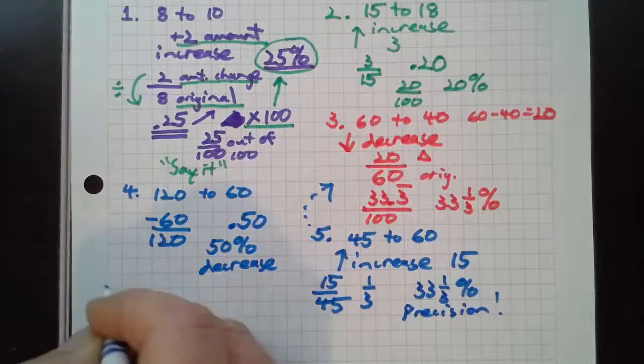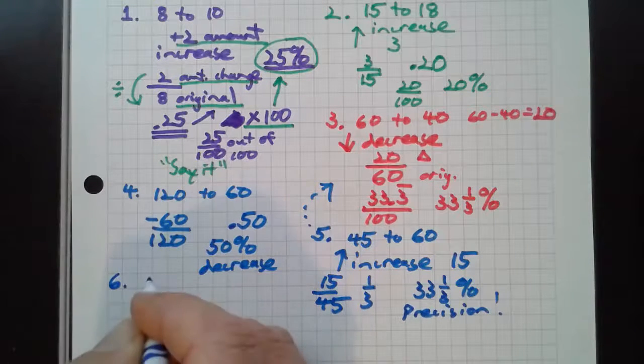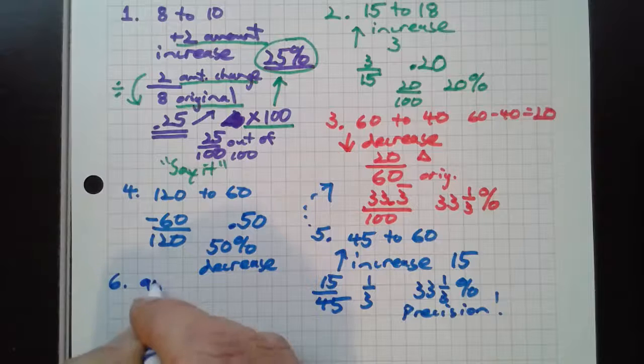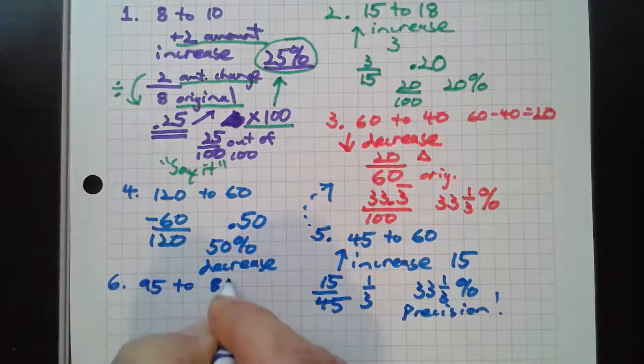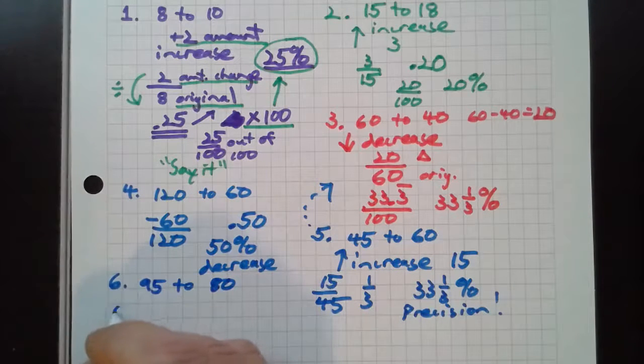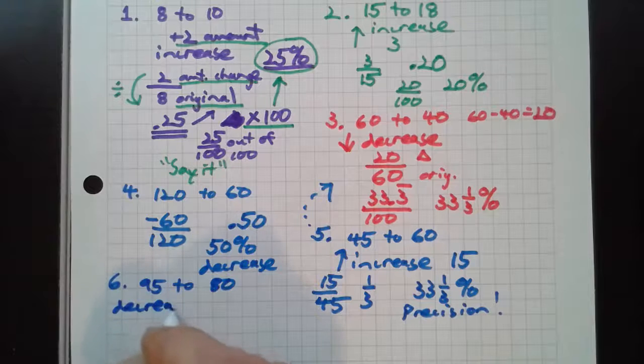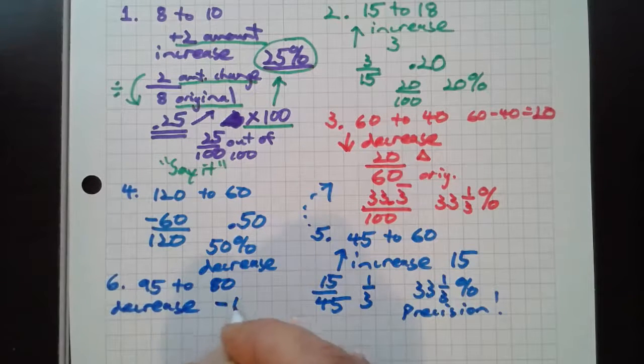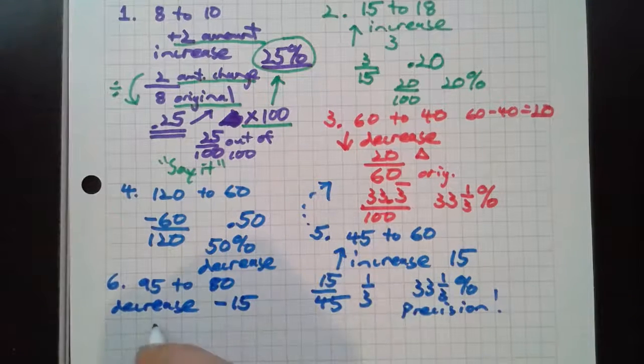Okay, I'm going to stick with blue because I'm going faster now. Try to keep up. 95 changes to 80. Increase or decrease? Decrease by how much? 15. 15 out of the original of 95.